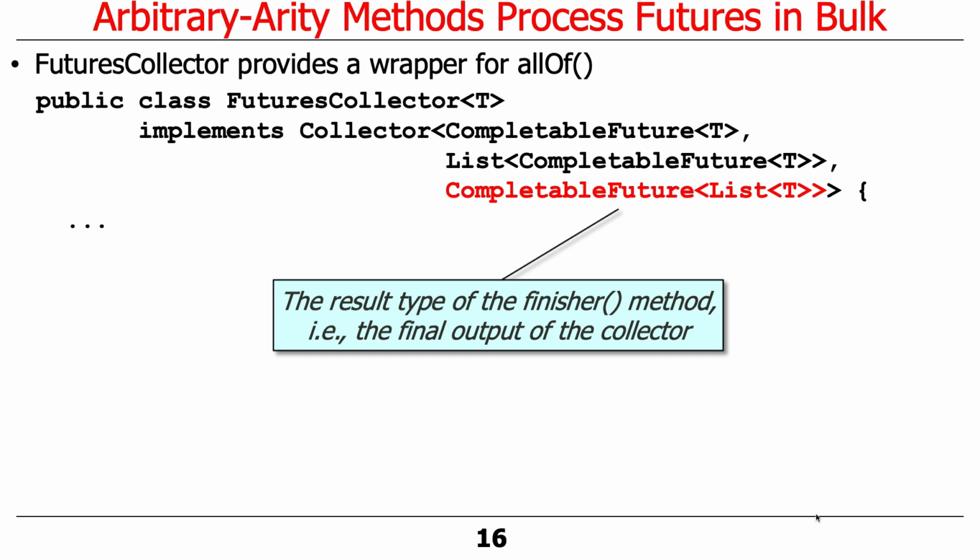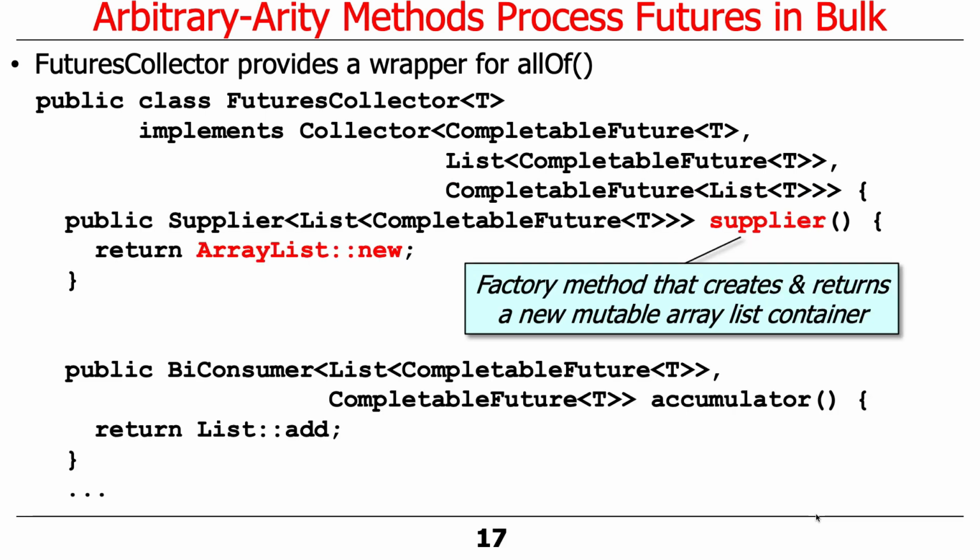All their computational processing that was running asynchronously in parallel has now completed, and we've got it back to what it was before. So let's take a look at the various helper methods here. Here's supplier. Supplier is the factory method that creates and returns a new mutable ArrayList container. It's actually a factory method that returns a constructor reference that will do all this stuff. It gives you back a supplier, which, when called by the framework, will make a new ArrayList.